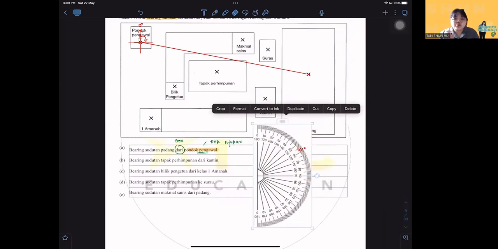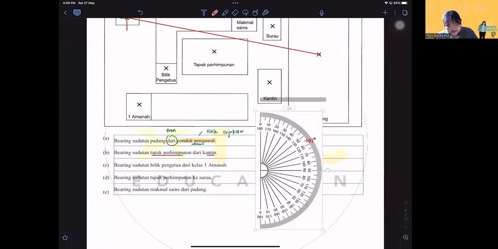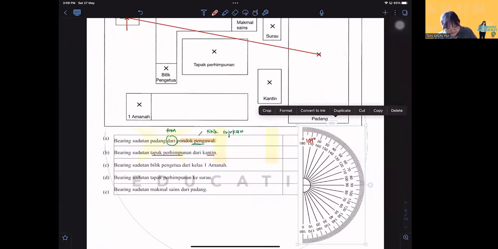Now, they say, bearing sudut dari tapak perhimpunan ke kantin. So can you tell me which one is the arah mata angin, and which one is the titik rujukan, for part B? Tapak perhimpunan or kantin? Yes, kantin. So in the kantin area there, what do we do? We draw the arah mata angin.